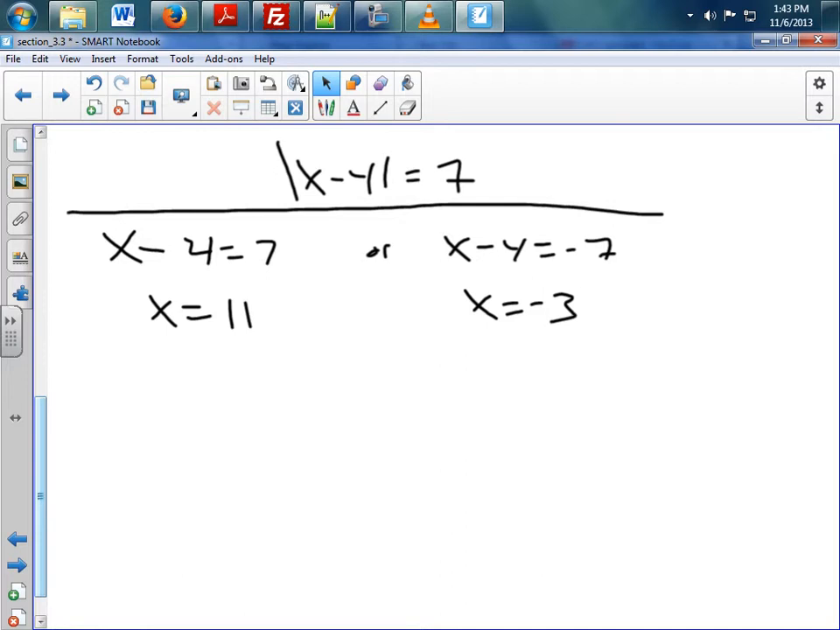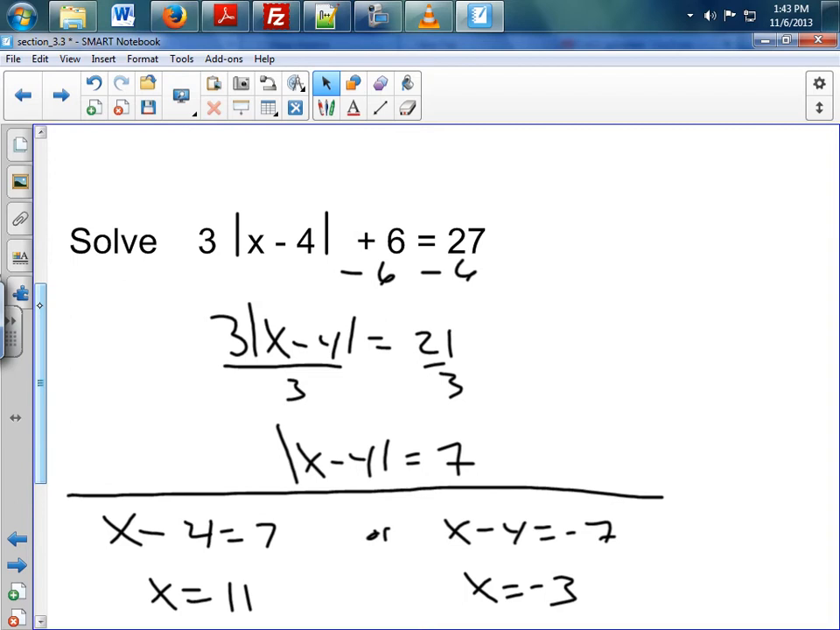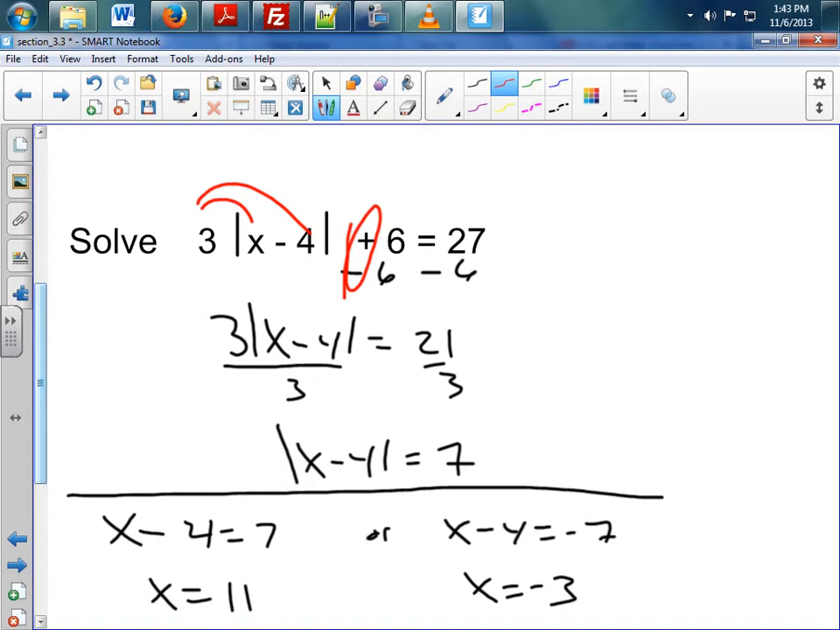Now, things you shouldn't do. Red is bad. Okay? Don't distribute. These are not parentheses. These are brackets. Always take care of the plus or minus first, then divide. Now, you could divide first, but you'd have to divide the 6 by 3 too. Right? Because you have to divide everything. That's why you get rid of this first.